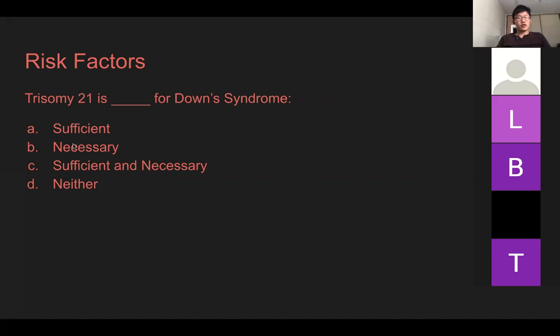Next up, trisomy 21 is blank for Down syndrome. Okay, I'm getting lots of C's. Very good. It's sufficient and necessary. If you have trisomy 21, no matter what, you have Down syndrome, and that's the only thing required as well.